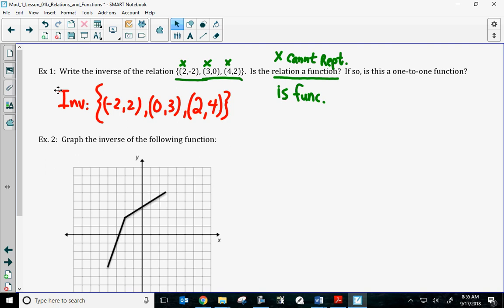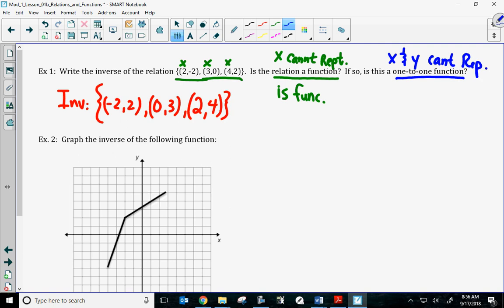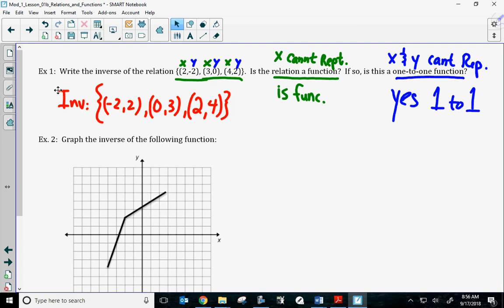All right? Well, now let's go into this third part. Is this a one-to-one function? That means the x's and the y's can't repeat. I know my x's don't repeat. What are my y's? I have -2, 0, and +2. Nothing repeats for the y's. There are no y coordinates that repeat or are duplicates. So guess what? Yes, it's one-to-one. Not too bad if you know the rules.